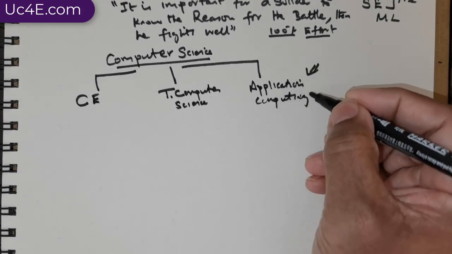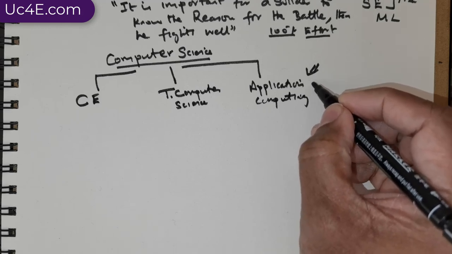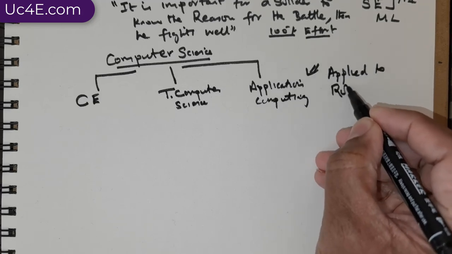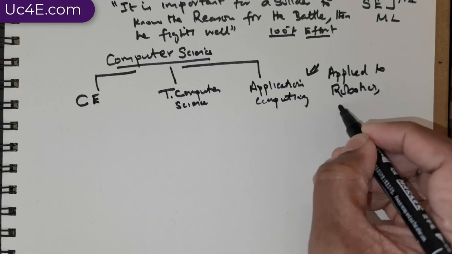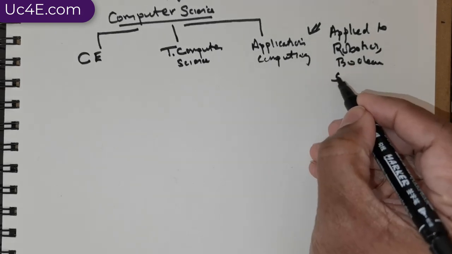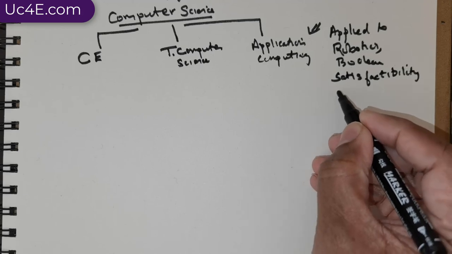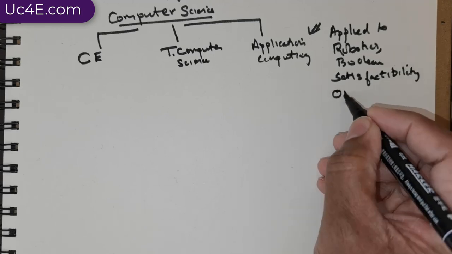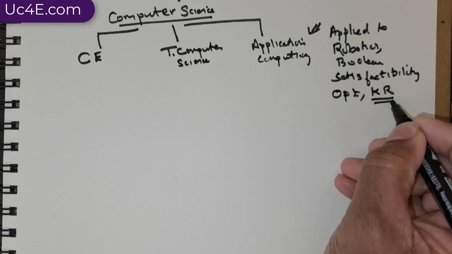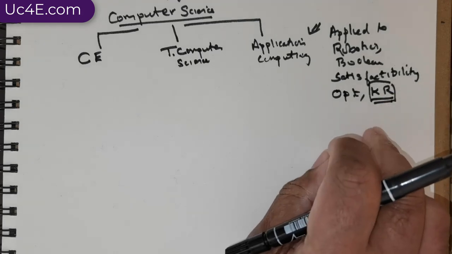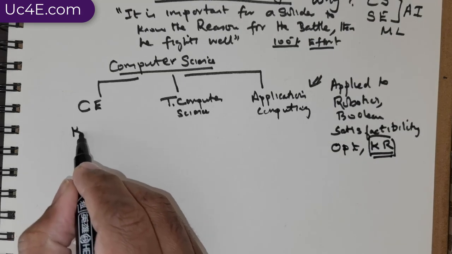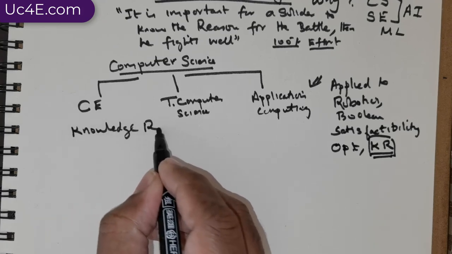Now, what is this area? Application computing is an important specialization which is applied to the creation of robotics, Boolean satisfiability, optimization problems, and knowledge representation. Now, this is the key element, knowledge representation, that I would be using as an illustration. So, having given you this information, let me just highlight this particular word, knowledge representation.